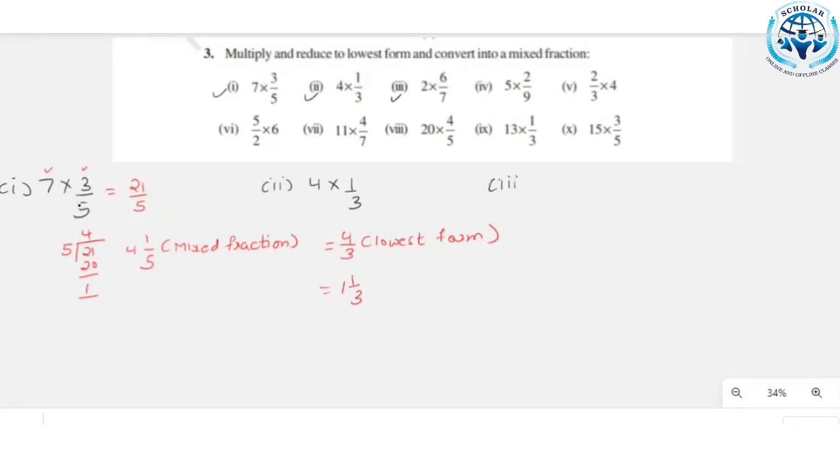Next, 2 into 6 by 7. 6 2s are 12, 12 by 7. When we divide 12 by 7, we get 1 5 by 7 in the form of mixed fraction.